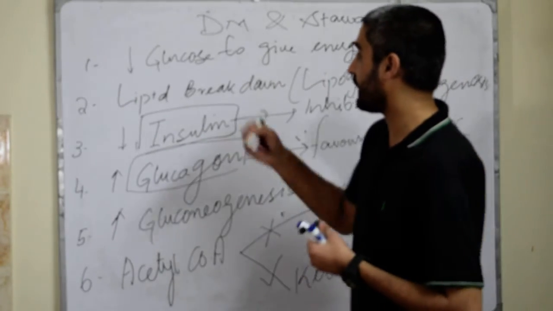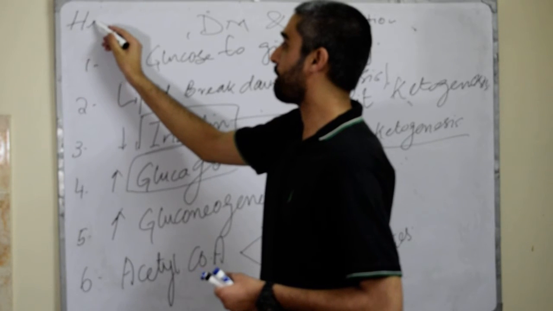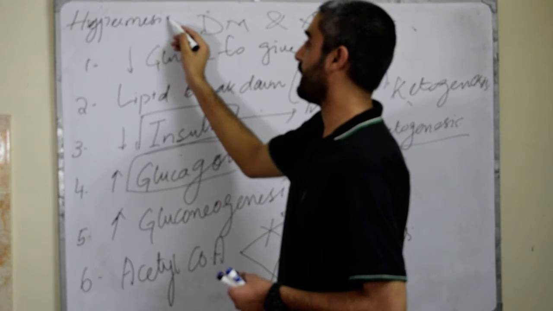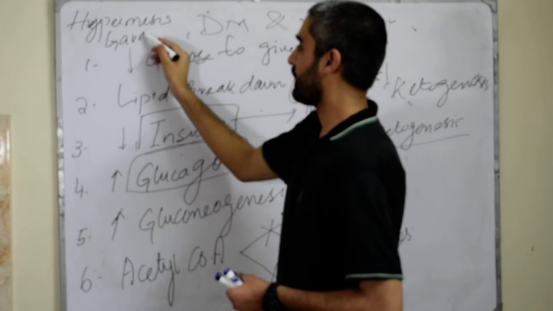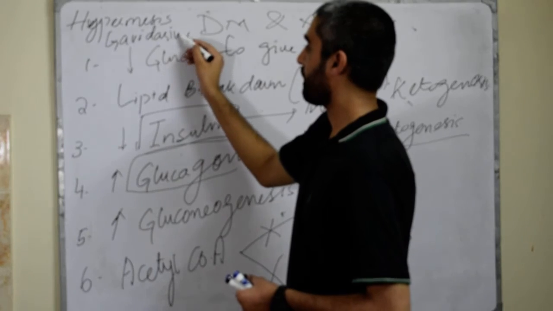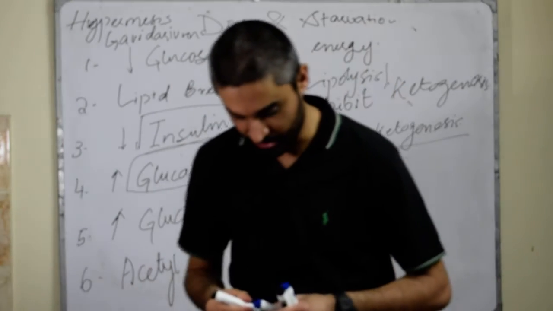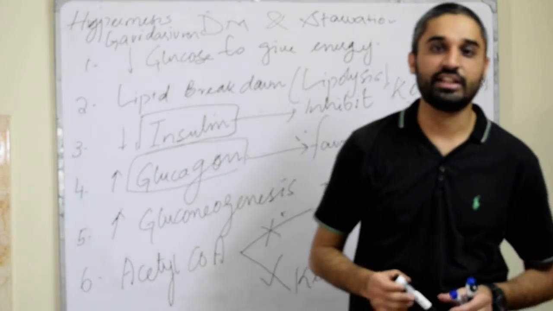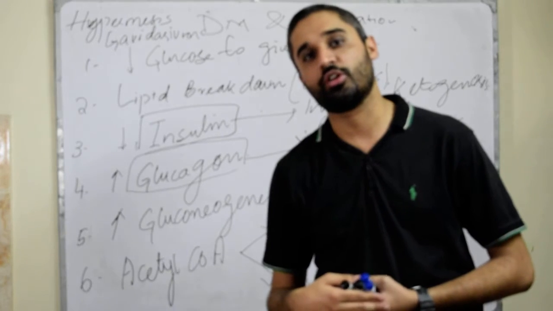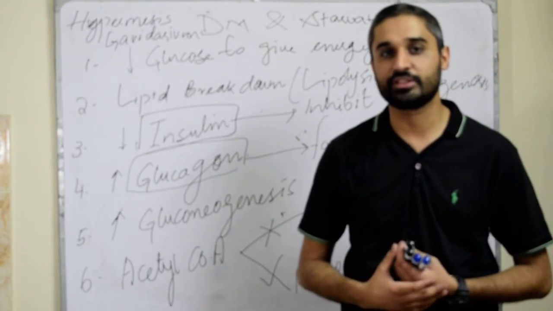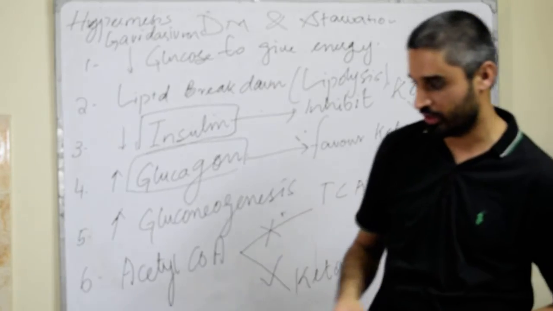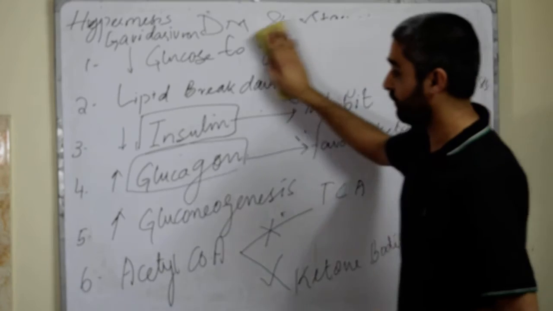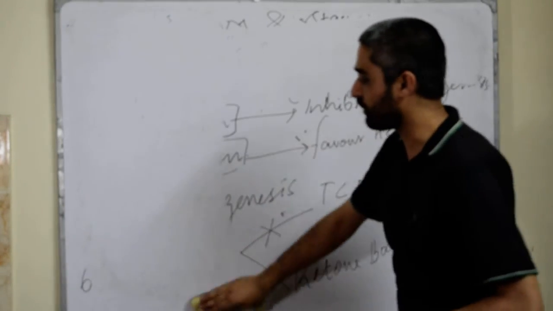There is another condition called hyperemesis gravidarum, the increased vomiting seen in the first trimester of pregnancy. This also helps in all of these states and will help in the formation of ketone bodies.